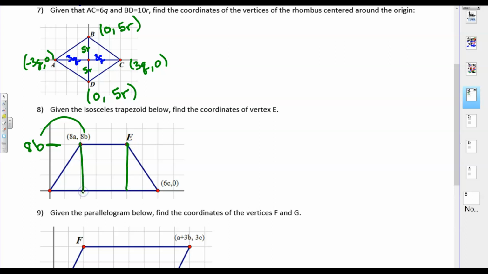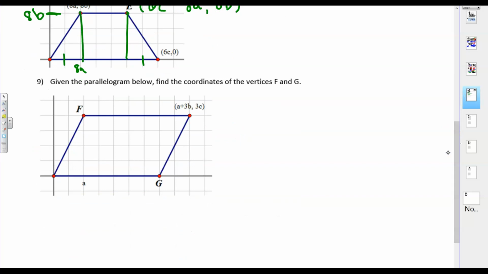And I also know that the value of E here is going to be, if this is an isosceles trapezoid, these lengths here must be the same. This length here is 8a. And so the length over here is 6c. So E ends up being the x value of 6c minus 8a to get that x value. And my y value is plain old 8b.